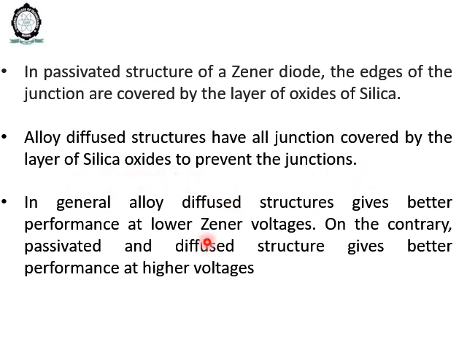Now in general, the alloy diffused structure gives better performance at a lower Zener voltage, meaning at a lower breakdown voltage. On the contrary, the diffused structure gives better performance at a higher voltage.